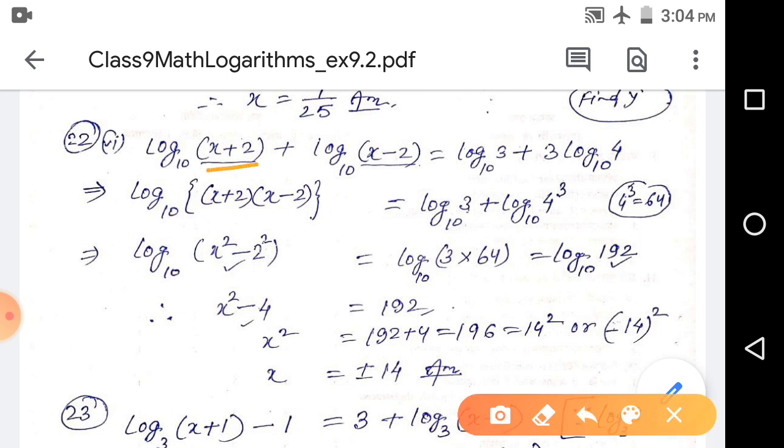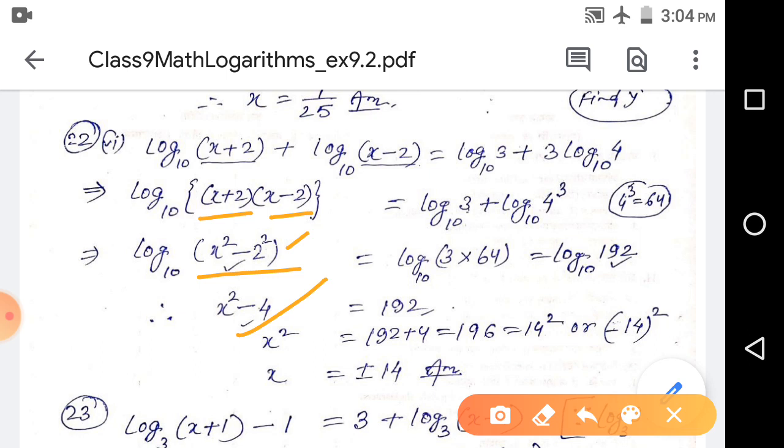So this is what we have done here. This one is taken as m and this one is taken as n, so m into n, or x plus 2 into x minus 2. Now if we have x plus 2 into x minus 2, we can use the direct formula from algebra, that is a plus b into a minus b equals a square minus b square. So we have done here x square minus 2 square, and this 2 square is 4.